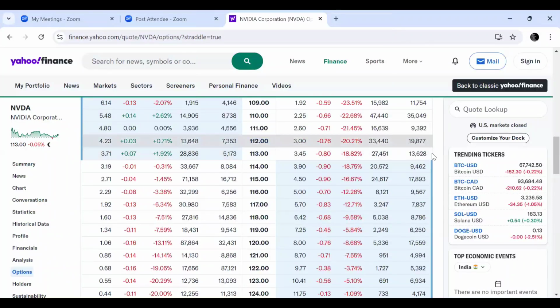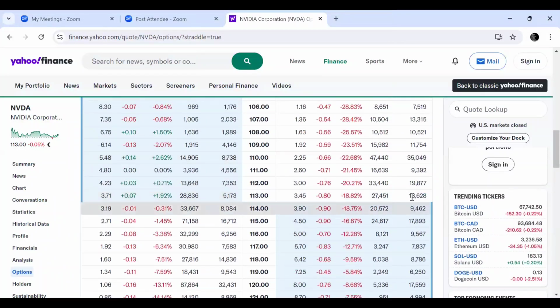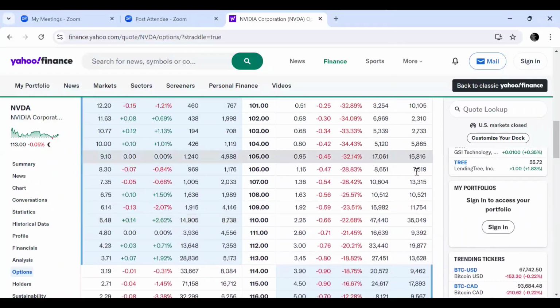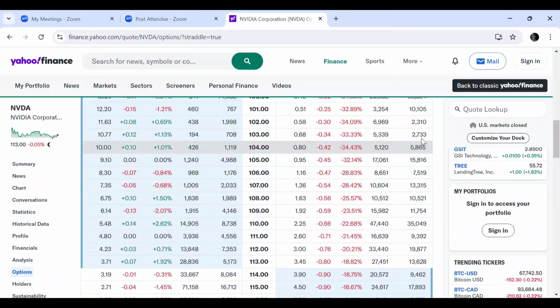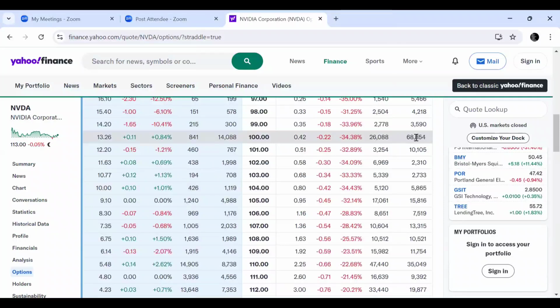On the put side at $113, there are 13,000 contracts, 13,000 lots. And again here 19,000, 9,000, 35,000. Okay, 35,000 is somewhat high. Again 11,000, 10,000, 13,000, 7,000, 15,000. Again here 68,000. You can check here. And it's so high, 68,000 contracts, 68,000 lots had been purchased at a strike price of $100.